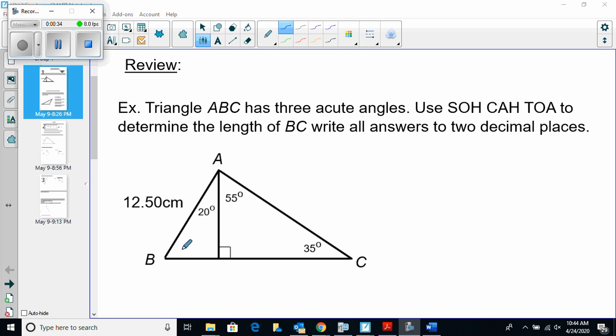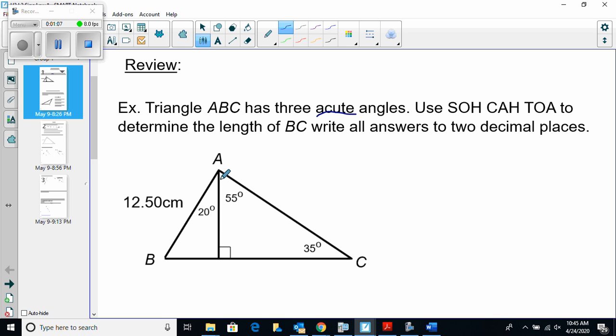this triangle has three acute angles. First of all, let's clarify what acute means. Acute means less than 90 degrees. So what it is saying is angle A, angle B, and angle C are all individually less than 90 degrees. And what we are doing here is using SOHCAHTOA, we will determine the length of BC.